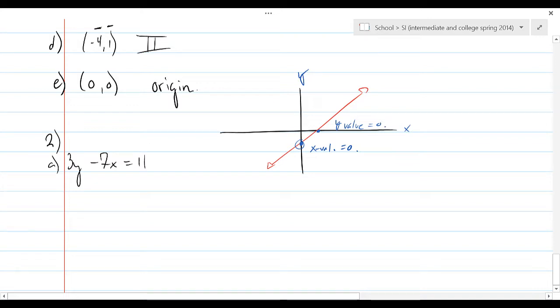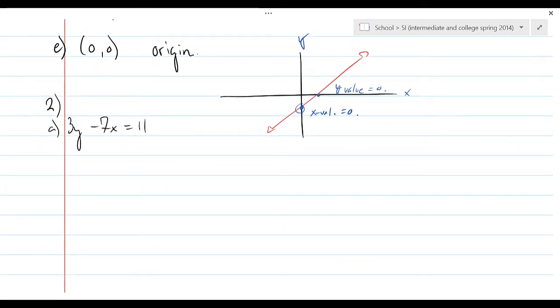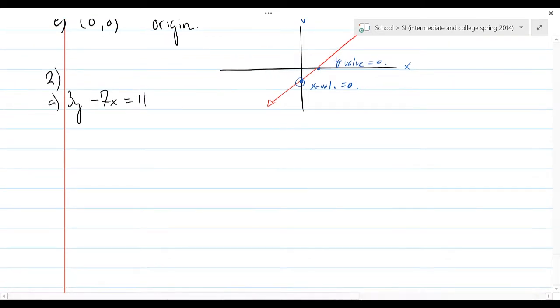To solve for the x-intercept, I set y equal to 0. So I've got 3 times 0 minus 7x equals 11. Well, 3 times 0 is 0. And I've now got negative 7x equals 11. Then I can divide both sides by negative 7, and I get x equals 11 over negative 7.